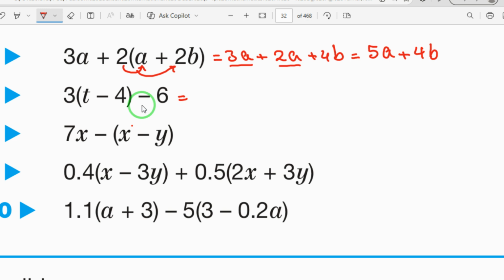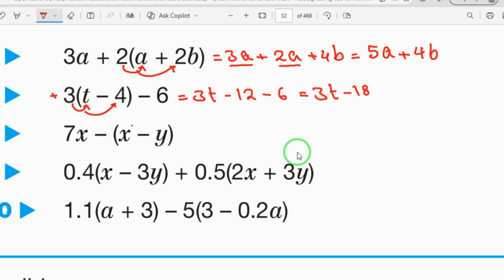Question number 7. 3 multiplied by t gives us 3t. 3 multiplied by minus 4, plus multiplied by minus becomes minus. 3 times 4 is 12. We write here minus 12 minus 6. It is equal to 3t, we write as itself. Minus 12 and minus 6 become minus 18. We write here minus 18 because they are the same sign. We add together.